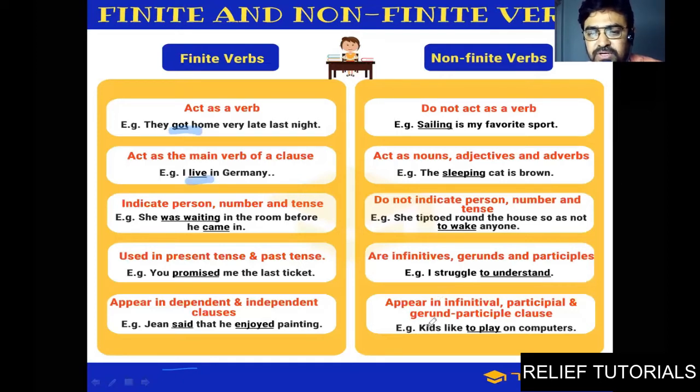Gerund. Kids like what? To play. So to play is an object of the verb like. The object is always a noun. So this is a verb noun working as a gerund. So it is again a non-finite verb. So here you have three types of non-finite verbs: infinitives, gerunds, as well as what? Participles. And now we're going to learn them in detail.